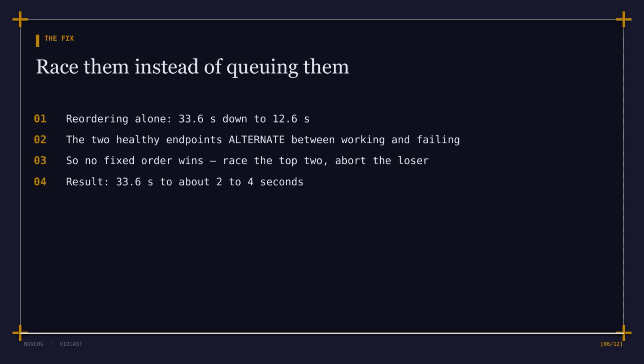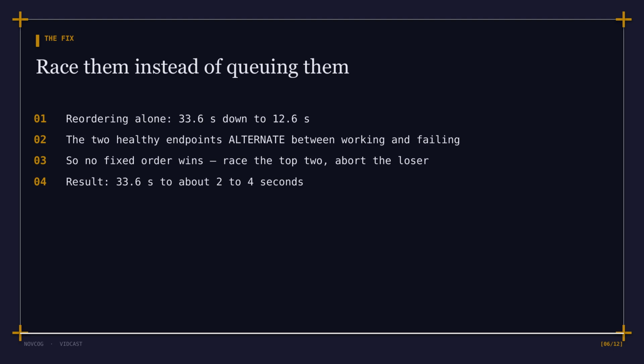Reordering helped, but not enough, and the reason is interesting. The 2 healthy endpoints sit behind one load balancer and take turns failing. Sometimes the first one answers in 2 seconds and the second times out. An hour later, it is reversed. No fixed ordering can win a coin flip.